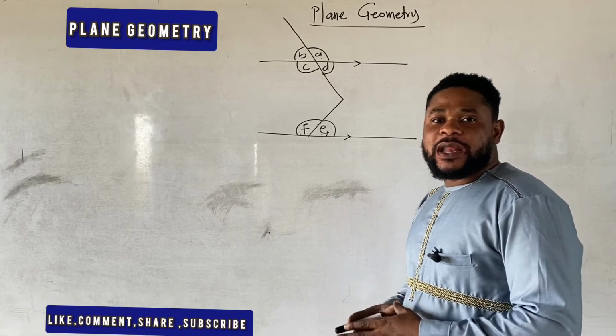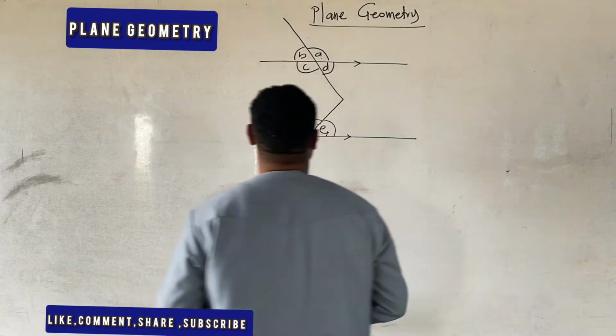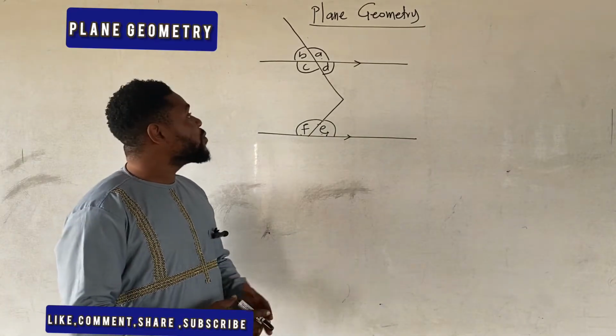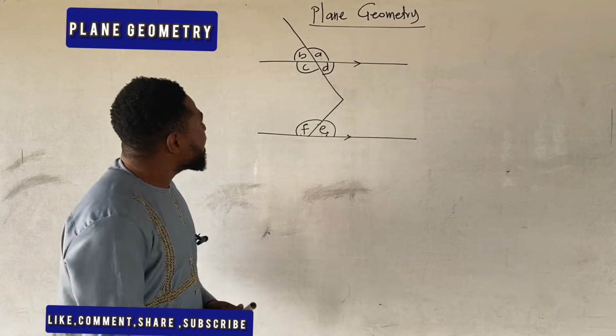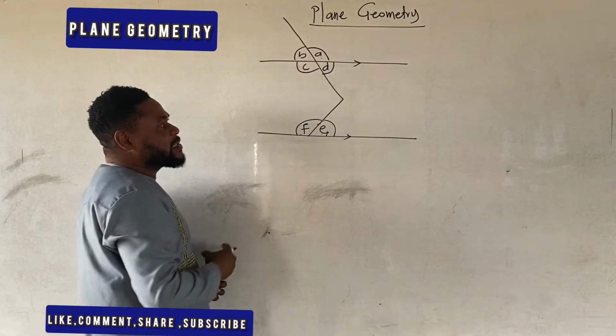Today we want to look at the topic plane geometry. We want to look at formation of angles. Basically, we studied that angles are formed when two or more lines meet. Now, let us look at some properties from this diagram.